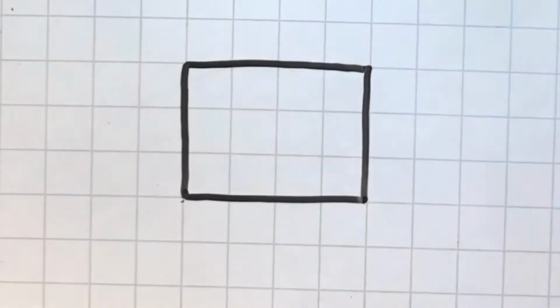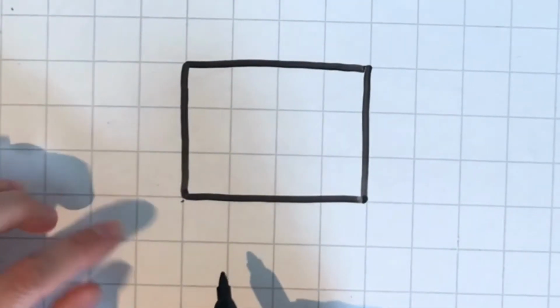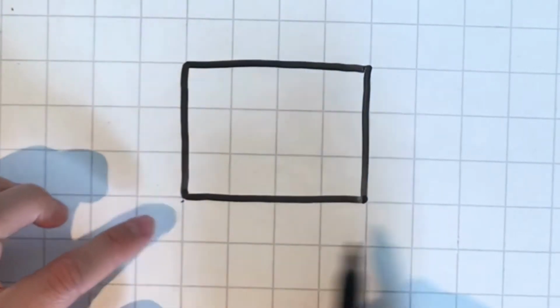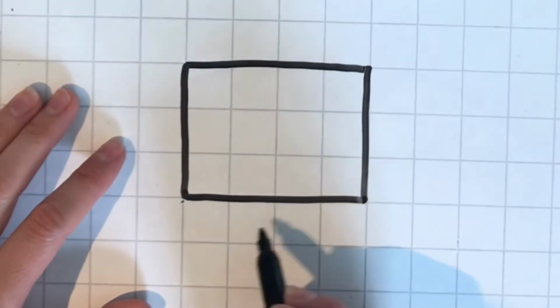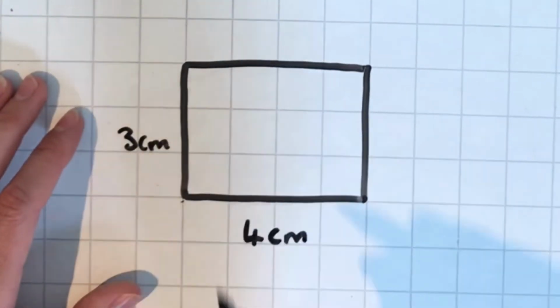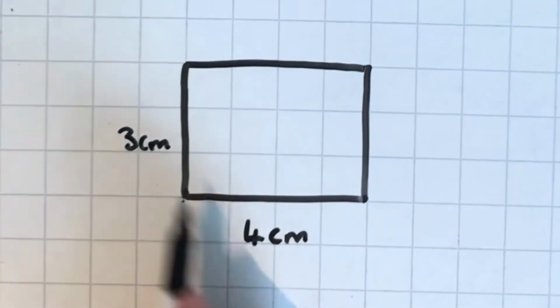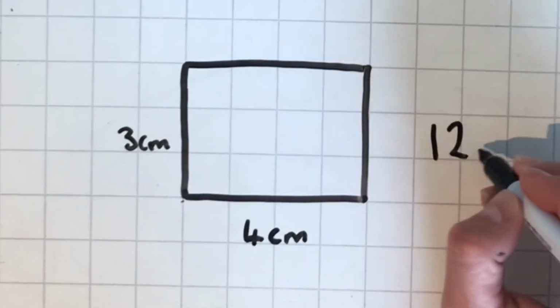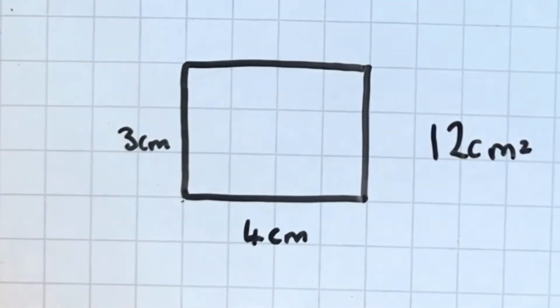At question number 31, you had a small grid made up of small squares, and you had to find the area. What you needed to know was the height and the width. So 1, 2, 3, 4 centimetres wide, and 3 centimetres high. To find the area, you multiply 4 by 3, which gives you 12 centimetres squared.